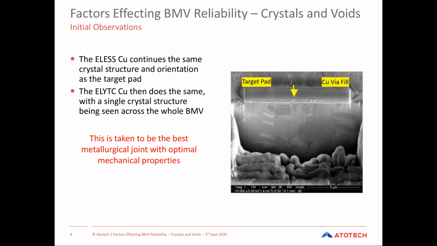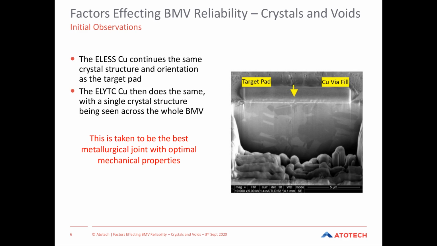So if we move into recrystallization, if you look at microvias in cross-section, typically you're going to see one of two types of crystal structure. The ideal structure is the one that's currently on the screen. We say this is ideal because there are no crystal boundaries between the target pad, the electroless layer, and the via fill copper either. So metallurgically, it appears to be a single material.